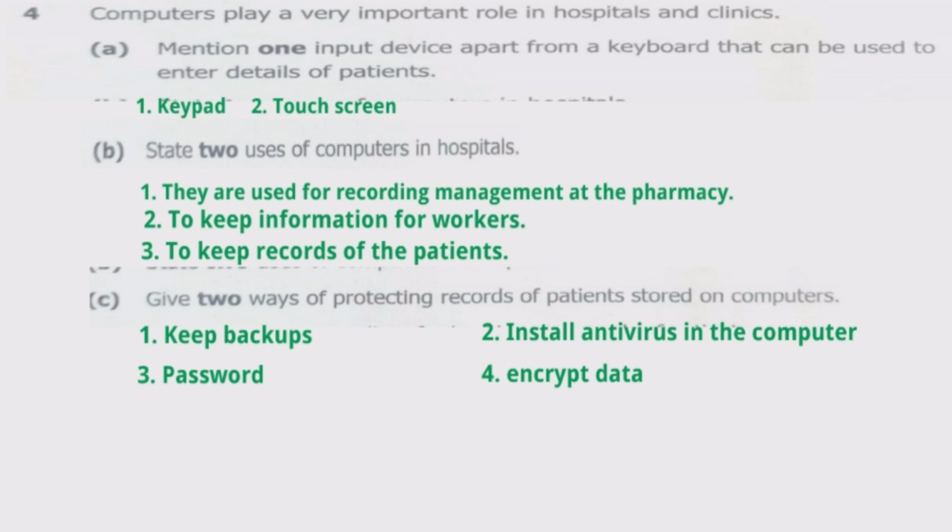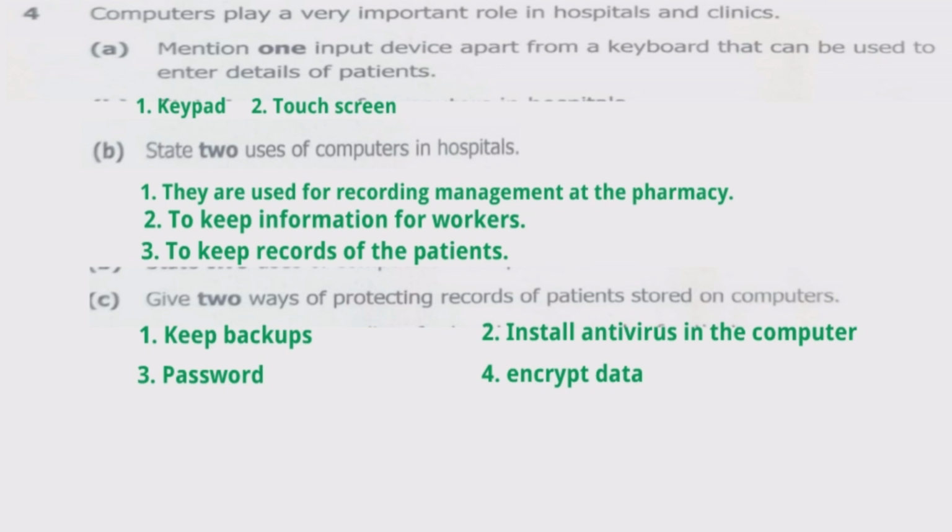Now remember, I've given you three under protecting your data from thieves. And the first one is backup, which protects the information you have put in from thieves, as well as from any unforeseen circumstance, like the computer collapses or there is damage to the computer. The backup will be a solution to all the three I've mentioned.